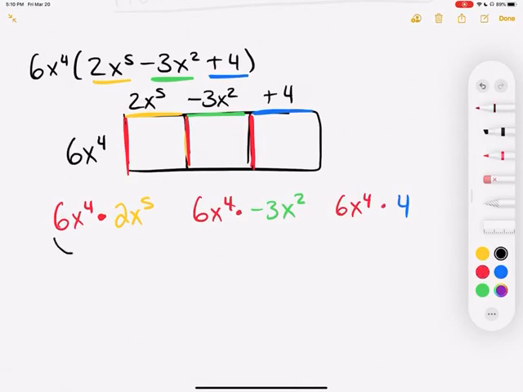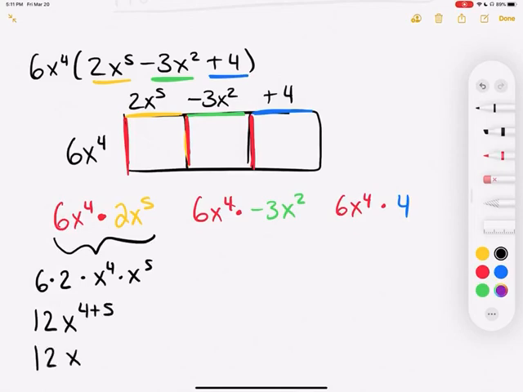So let's find the area of the first rectangle. Multiply the numbers, so 6 times 2, and then multiply the x's, which is x to the power of 4 times x to the power of 5. So 6 times 2 is 12. X to the power of, and you have to add those 2 exponents. So the final result should be 12x to the power of 9. That's for the first area. I'm going to write the area already: 12x to the power of 9.